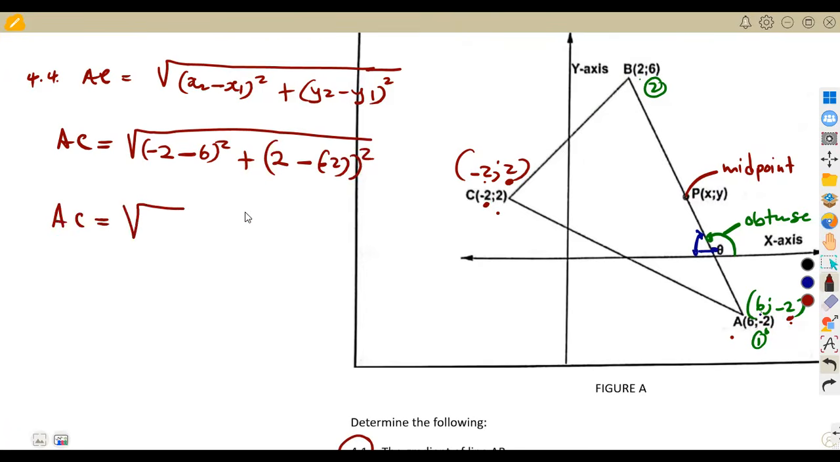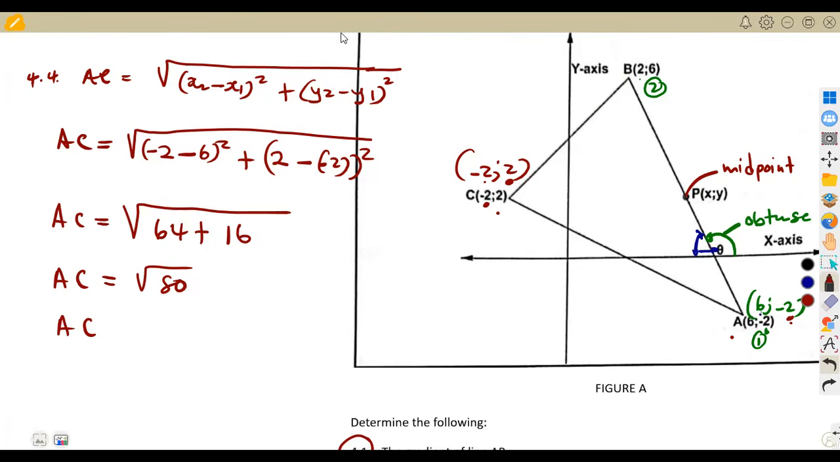So you can even simplify on your calculator negative 8 squared, which is going to give us 64, plus 2 minus minus 2 squared, which is going to give us a 16. And we can determine the value of AC, which is the square root of 80 in that case. But they said in the simplest form. So if you do not know this to simplify in simplest form, you can also just use your calculator to do that.